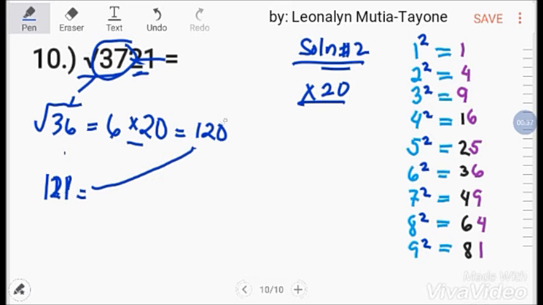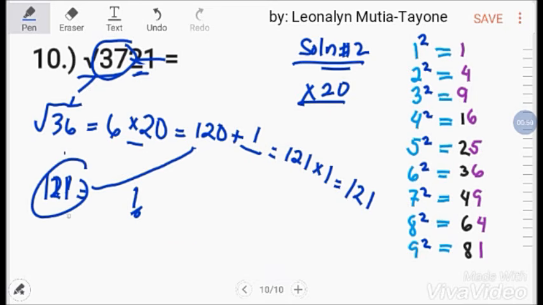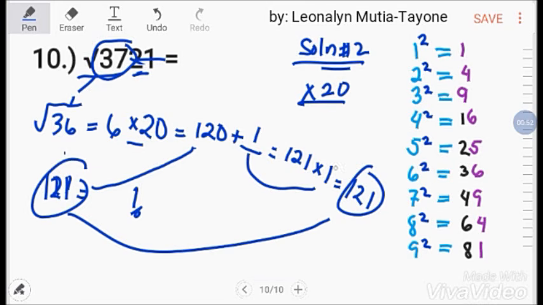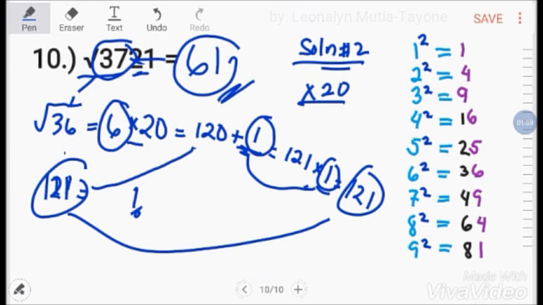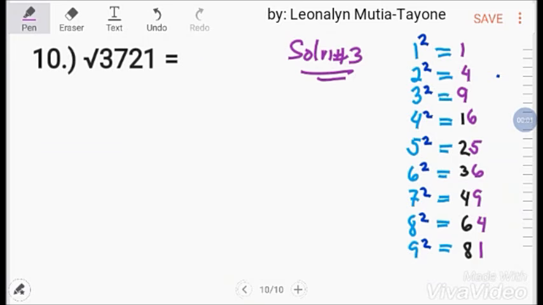121 divided by 120, of course, 1 na something. Yan yung pang-add mo, itong 1 na to, equals 121, times 1 equals 121. Pareho siya. Ito, pareho din. 1. So, the answer is 6 at itong 1. So, 61 ang answer.